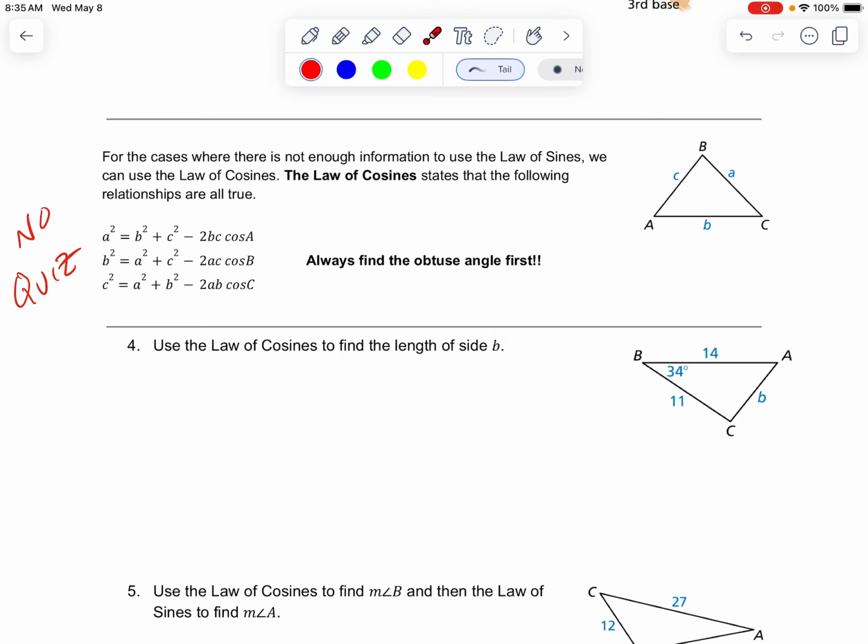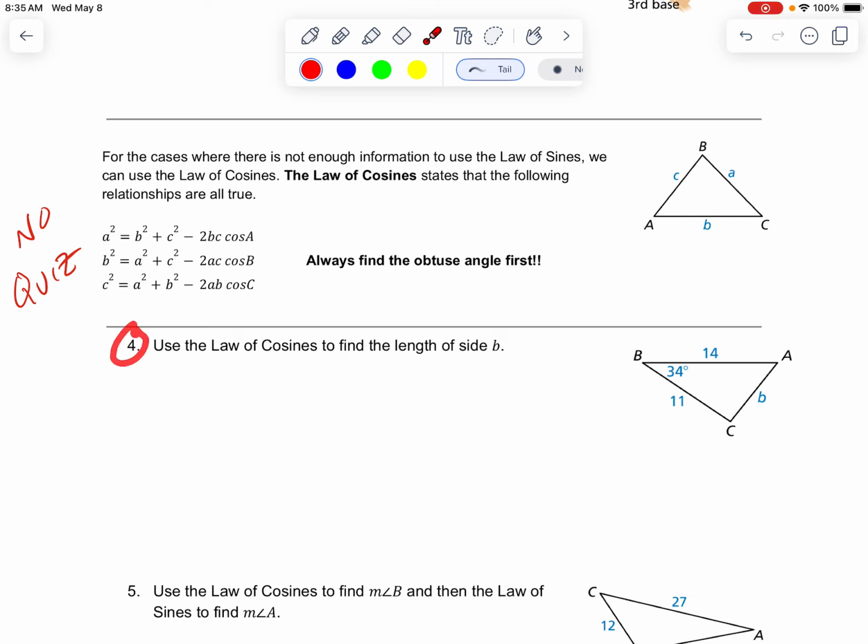A lot of later mathematics is going to be looking at equations that have a lot of variables in them, and then oftentimes substituting in and simplifying. So similar to the law of sines and the area, there's multiple equations that you can use, and depending on what you're looking for, that's going to help you determine which one of these to use.